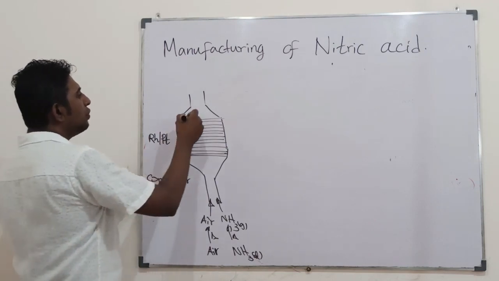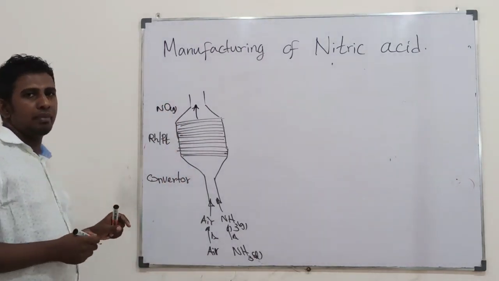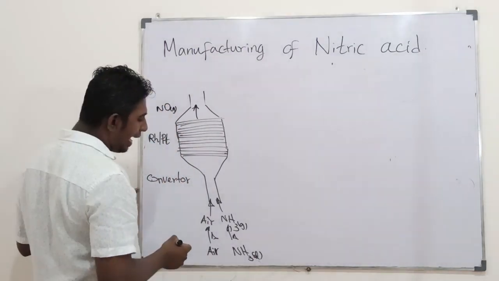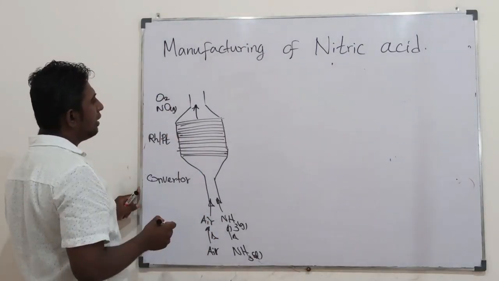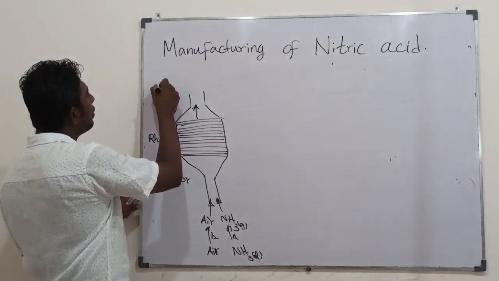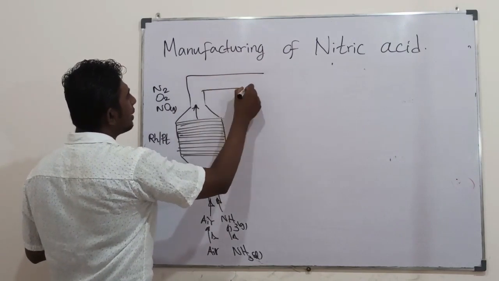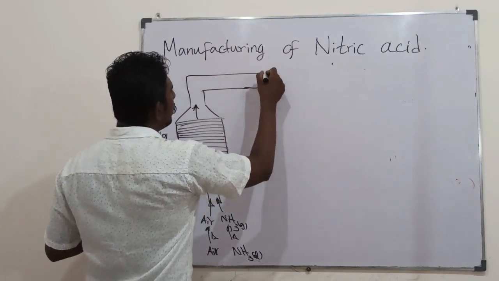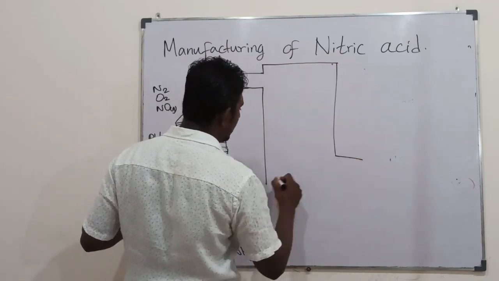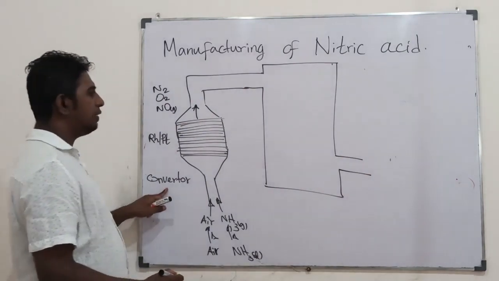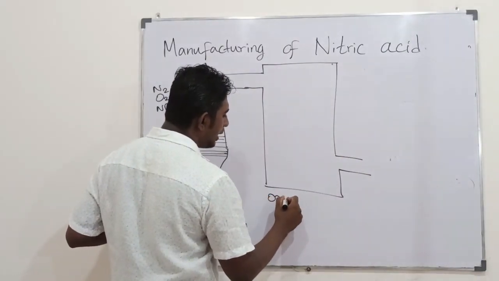Then you will find the most important product formed here is NO gas. NO gas is formed, and you will find O2 as well as N2 remaining. Then the resultant product here is fed to the next chamber. This is the converter, and this next chamber is called the oxidation chamber.